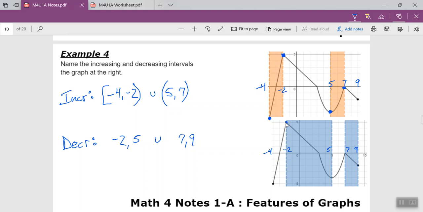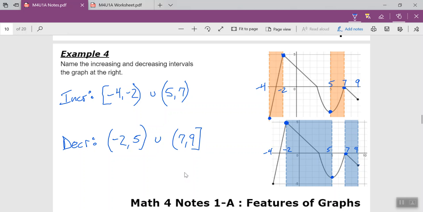And at -2, of course, there's that top of the mountain, so we do a parenthesis. 5 represents the bottom of the mountain, so we do another parenthesis. 7 represents the top of the mountain, so we do another parenthesis. But 9 is a stopping place, and there's a solid dot right there, and it's not going up or down. So it counts as part of the solution.